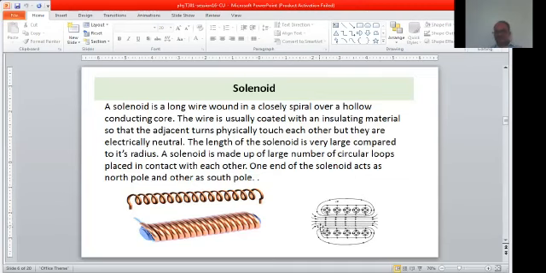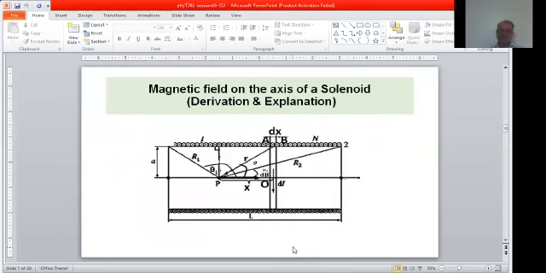At this end of the solenoid, the magnetic lines of force are entering into the coil, and here they are going out of the coil. So this end of the solenoid acts as a south pole, and this end acts as a north pole. Therefore, whenever current is flowing through the solenoid, it acts as a bar magnet. Now I am going to derive an expression for the magnetic field produced on the axis of a solenoid.